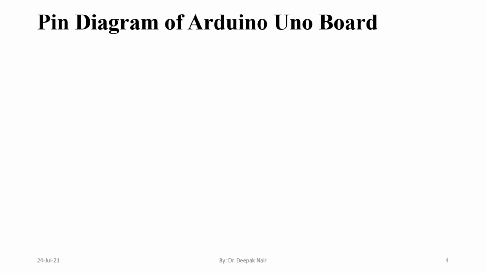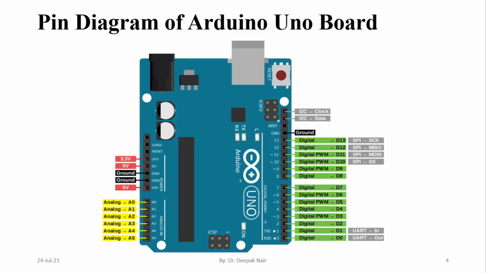So first of all, let us look into the pin diagram of the Arduino Uno board. Remember, Arduino is a board, and the microcontroller is here. The microcontroller is Atmega 328. Okay, remember this. Atmega 328 is the brain which actually controls the Arduino Uno board. Similarly, different microcontrollers are used in different boards of Arduino.